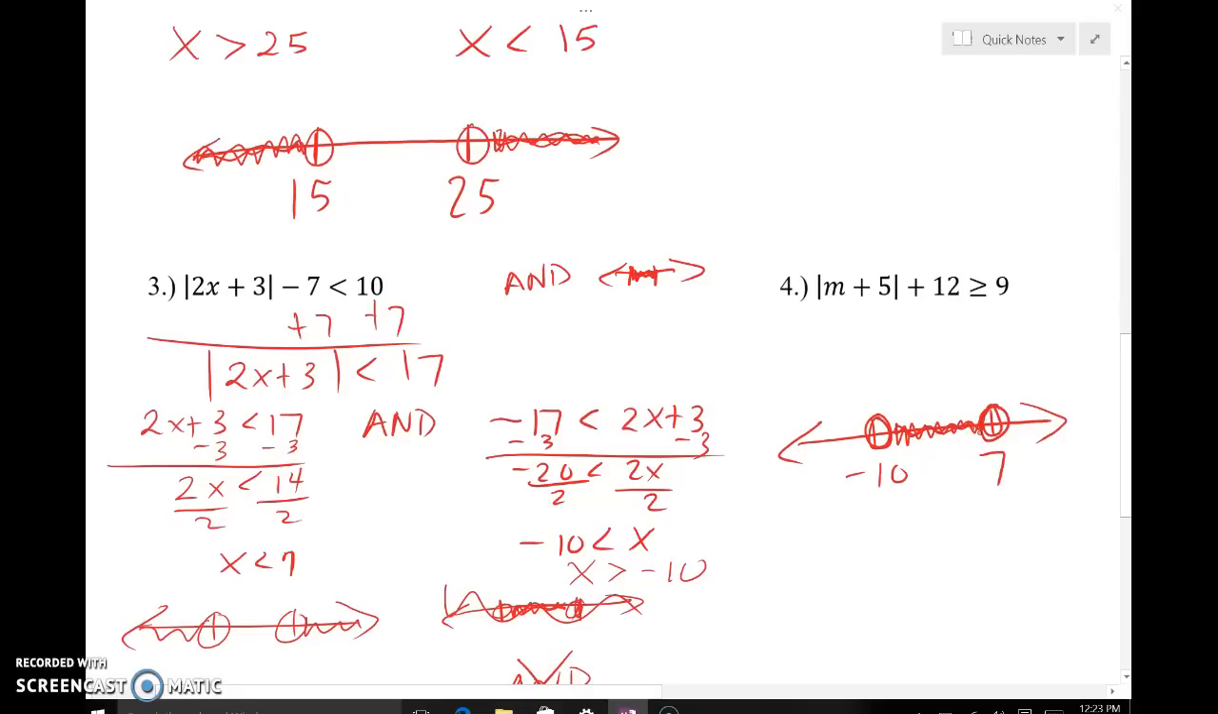Sometimes you'll see people break into their two scenarios and they'll write it something like this. Negative 17 is less than 2x plus 3 is less than positive 17. And then they just solve it like that. You could do the two like I have here, or you can write it all together like we do here. But negative 10 and 7, or x is less than 7, x is greater than negative 10, and this graph are your full solutions.